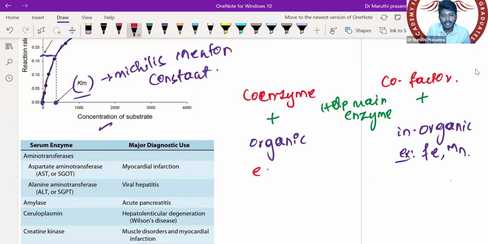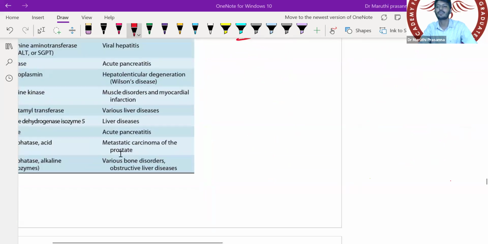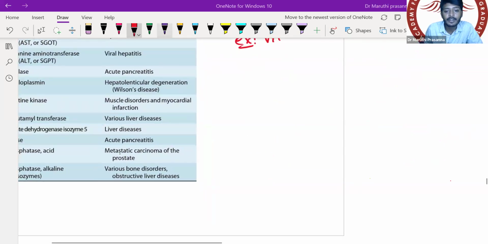Okay. So organic examples, for example, we have vitamins. Vitamins are classic examples for what? A classic example for your coenzyme. The last but not the least in this one, which one? Yes, that is prosthetic group.